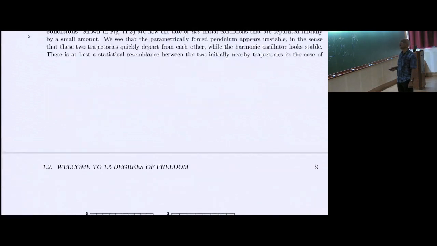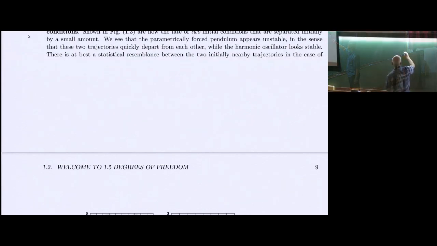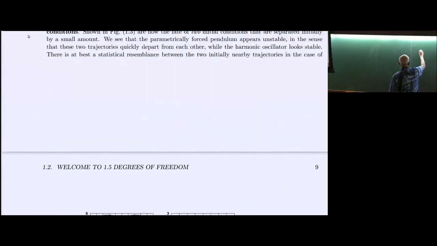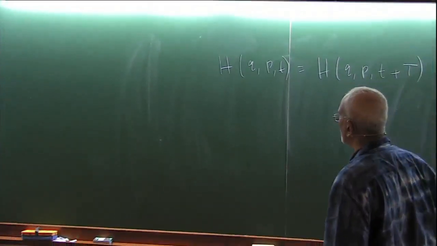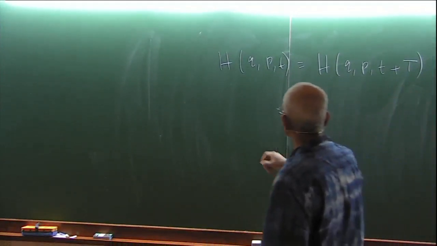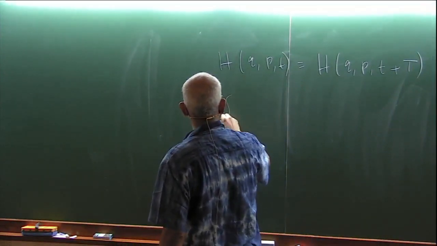A good idea is to make use of the fact that the system is actually periodic in time. In the sense that the system is not periodic, the forcing is periodic in time. So the Hamiltonian itself is periodic in time with some period t. So what actually fails in this?